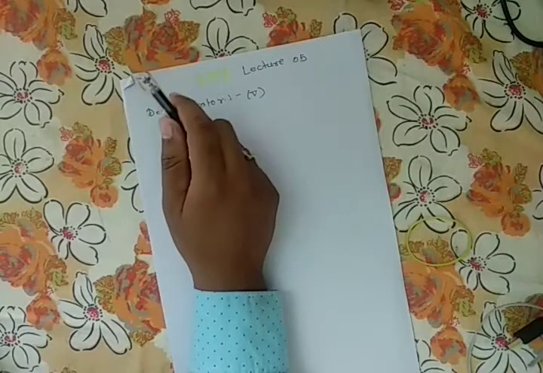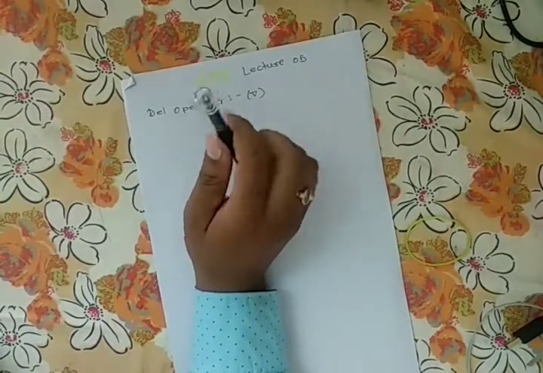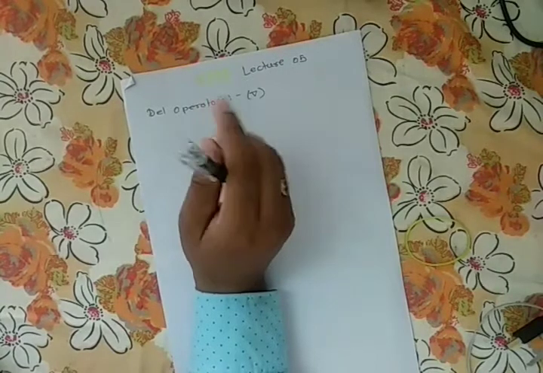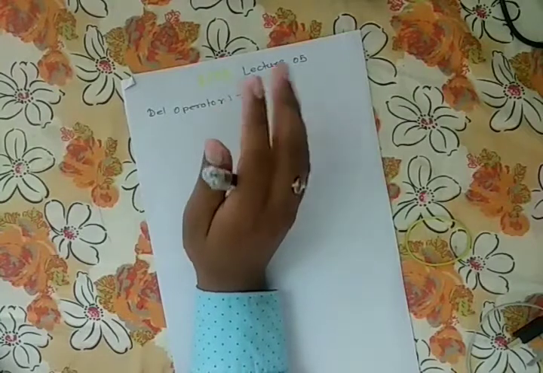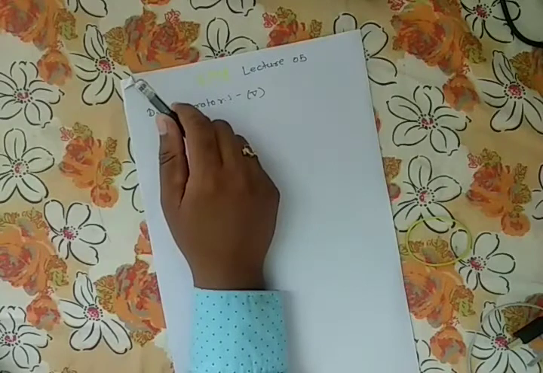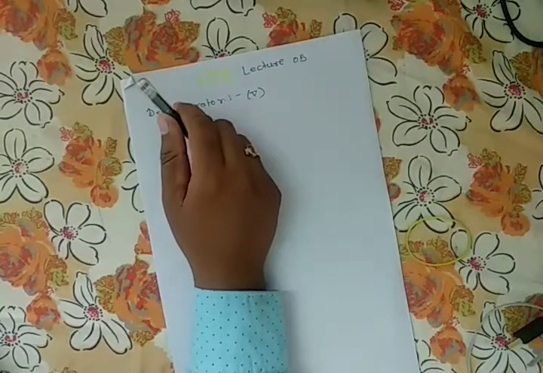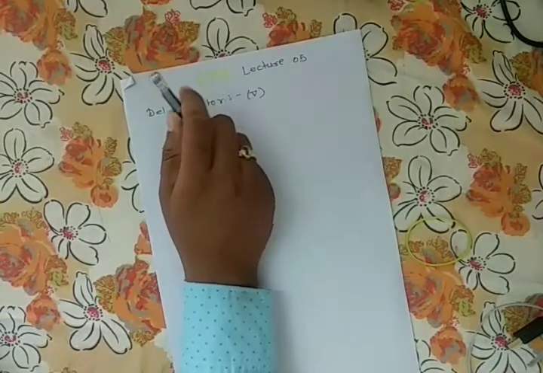Now we will move on to the next part, that is the del operator. That is a very important part, because we will use it everywhere, like Stokes theorem and the divergence theorem. For that purpose we will use this del operator. This del operator will vary with respect to the coordinate system. So first of all we will see the del operator.